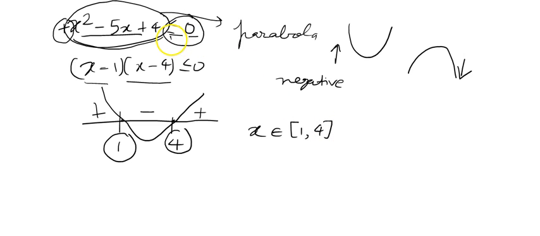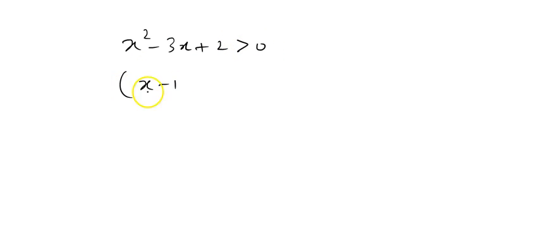If there is equal to sign over here, I'm going to use a big bracket. If there is no equal to sign, I'm going to use small bracket. So I'll just take one more example to make you understand. So I'll take another function, say x square minus 3x plus 2 is greater than 0. So I'll factorize number 1. So x minus 1, x minus 2 is greater than 0.